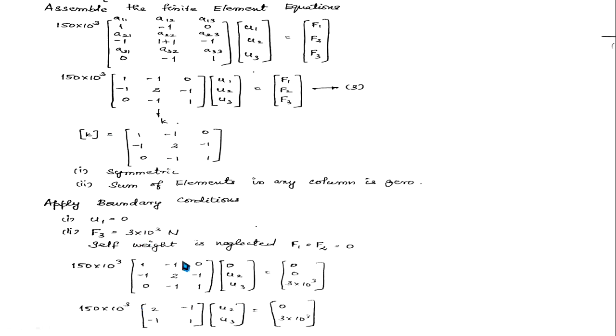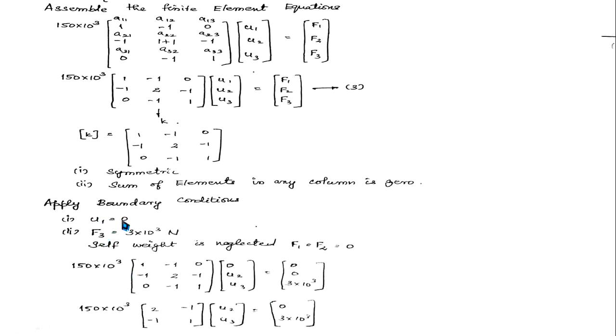But as per this boundary condition, u1 is 0, so I am neglecting row 1 and column 1, and I have given it here. Now you expand this into equations. Now you know how to expand this. Now you have applied the boundary condition. Hope you are understanding what the boundary condition is.